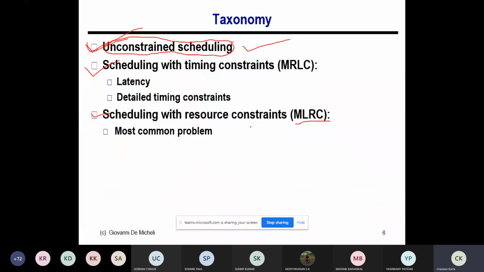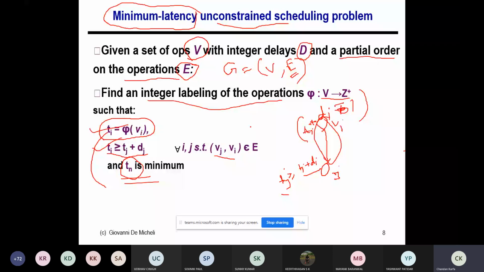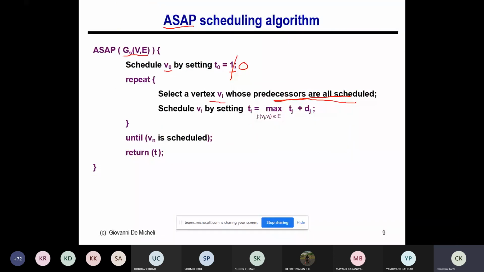So the idea is that I identify all the vertices whose predecessors are already scheduled, and I schedule this Vi. In the example I have shown, it is always 1, 2, 3, 4, but it may not be that, because it depends on the delay of the predecessor, right? So I take such a Vi, and its start time Ti equals the max of Tj plus Dj.